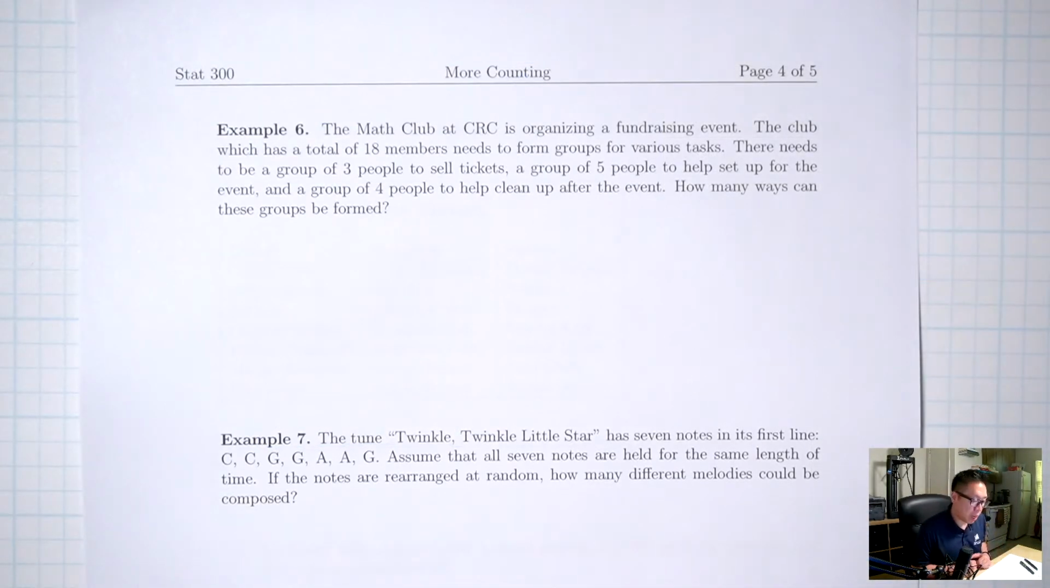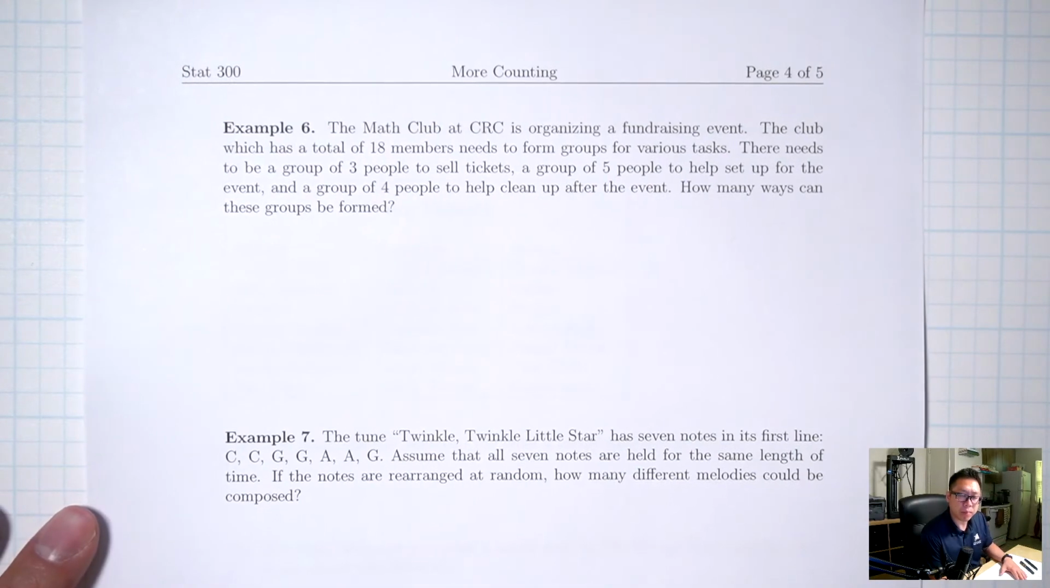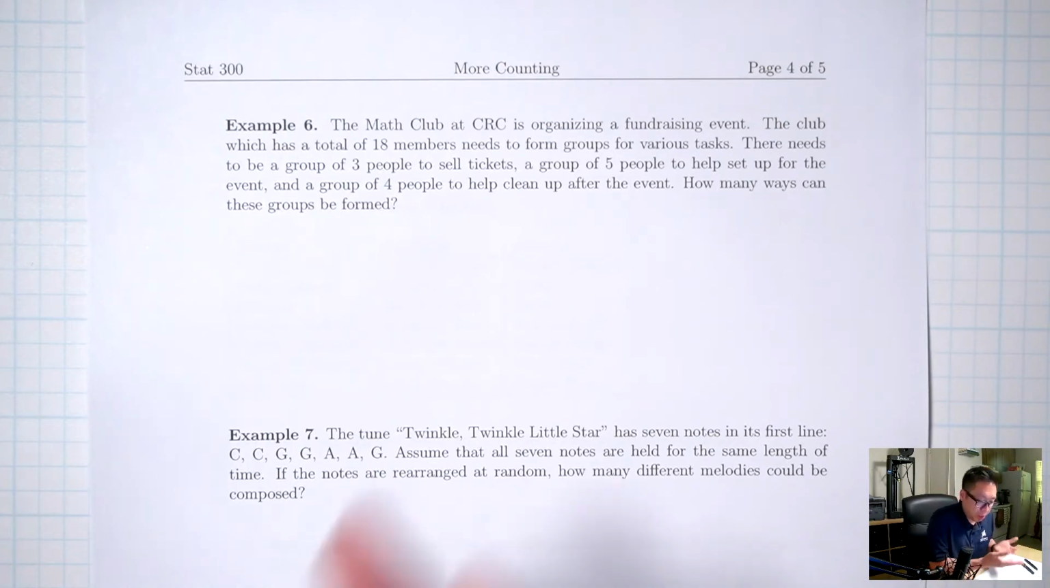Example 6. The math club at CRC is organizing a fundraising event. The club, which has a total of 18 members, needs to form groups for various tasks. There needs to be a group of 3 people to sell tickets, a group of 5 people to help set up for the event, and a group of 4 people to help clean up after the event. How many ways can these groups be formed? Think about how you would pick these people. Wouldn't you just pick 3 people, and then pick 5 people, and then pick 4 people? This sounds like a multi-choose.